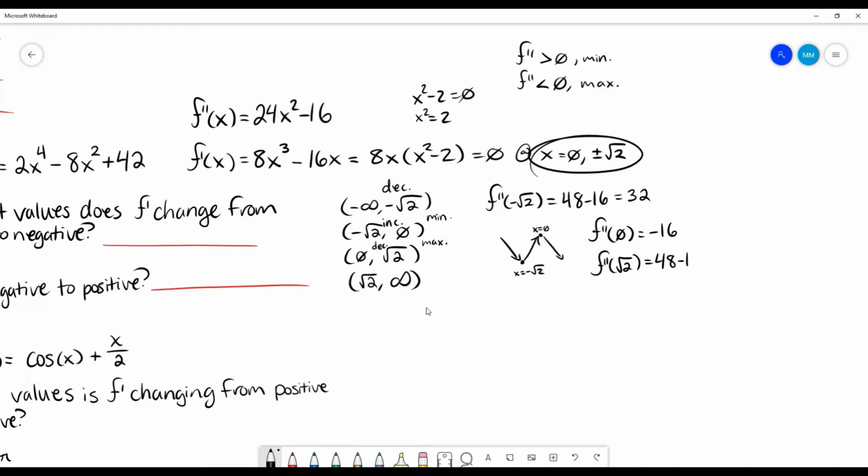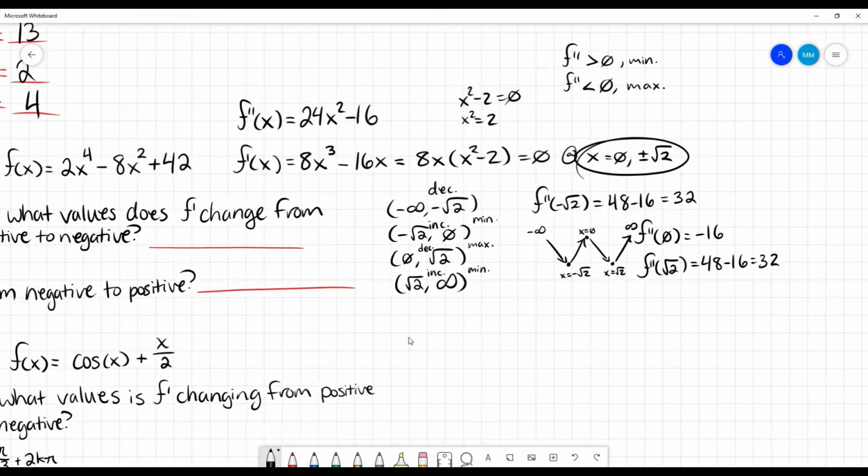So I'm going to get 48 minus 16 is 32, which is positive. So again, we have another minimum, which means I'm then increasing, right? Because we've got x equals the square root of 2, and then it goes increasing again all the way up to positive infinity. This also helps us get a good picture of our end behavior, right? So if I was to graph this, I know that it's going to look something like this, where as it goes to negative infinity, it's going up and up forever, and it goes to positive infinity, the same thing.